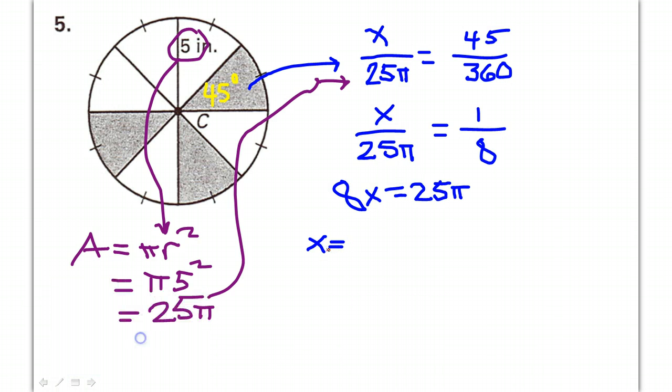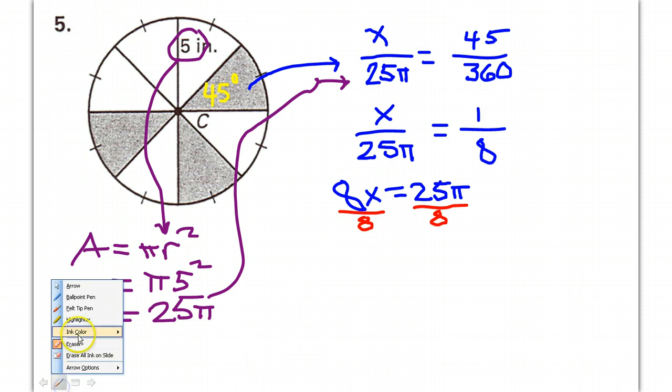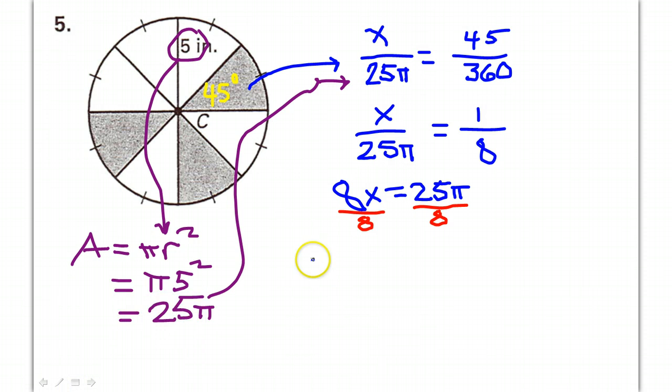Excellent. Ronnie. 25 pi over 8. Okay, so this is leaving me with x equals 25 pi over 8.